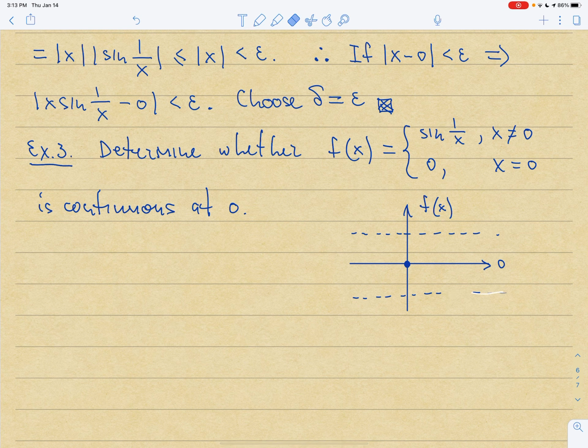Actually, it doesn't look too good. Let me try to redraw this.